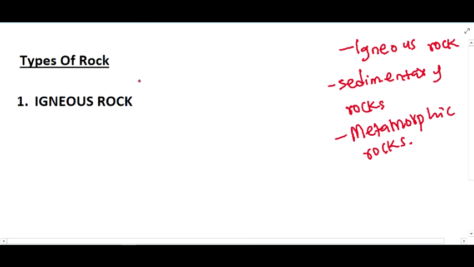So I will be starting with igneous rock, and that's the first thing I have here on my first slide. Igneous rocks are rocks formed by the solidification and cooling of molten magma. This molten magma is molten rock. It is ejected from beneath the Earth's surface, and when it gets to the Earth's surface, it solidifies, forming crystals to form igneous rock.